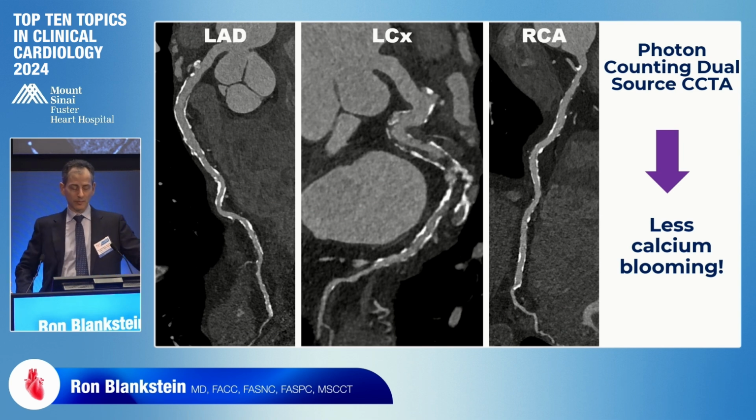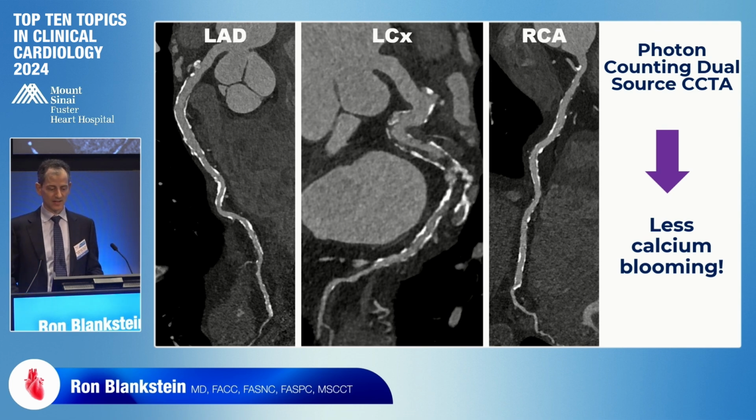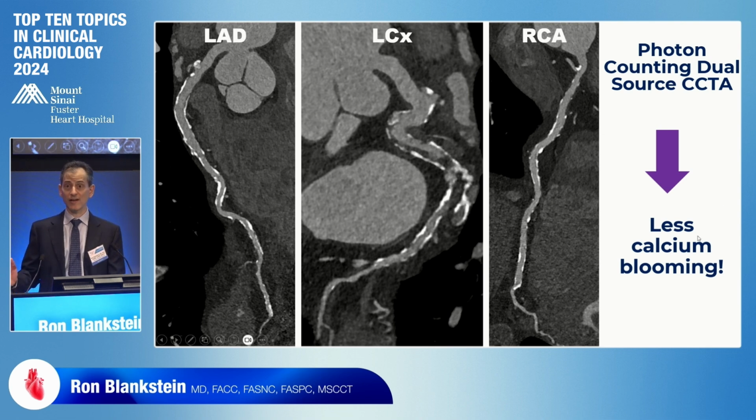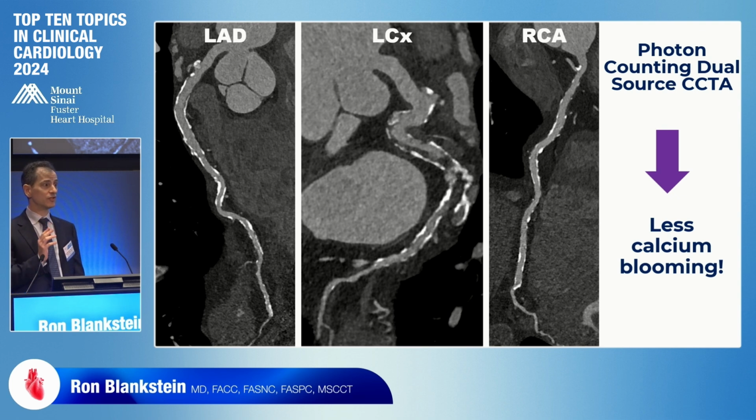What does this all mean for our patients? It means that the newest generations of scanners have much better spatial resolution, and this allows us to be more accurate. This is particularly important in patients who have heavy calcifications. With CT, one of the big problems used to be what we called calcium blooming artifact. Calcium blooming, what does that mean? It means that the calcium is actually much bigger on CT than it is in real life.